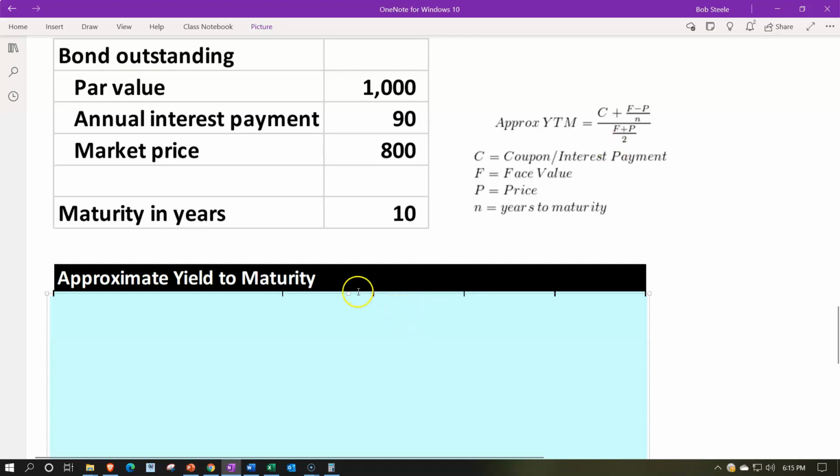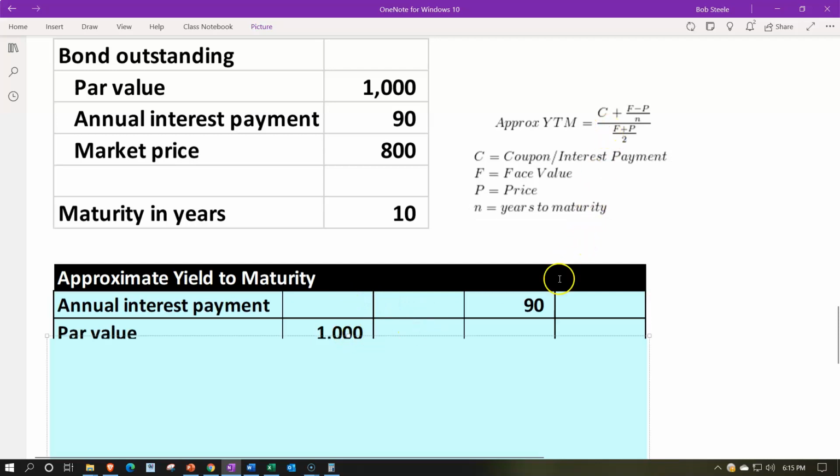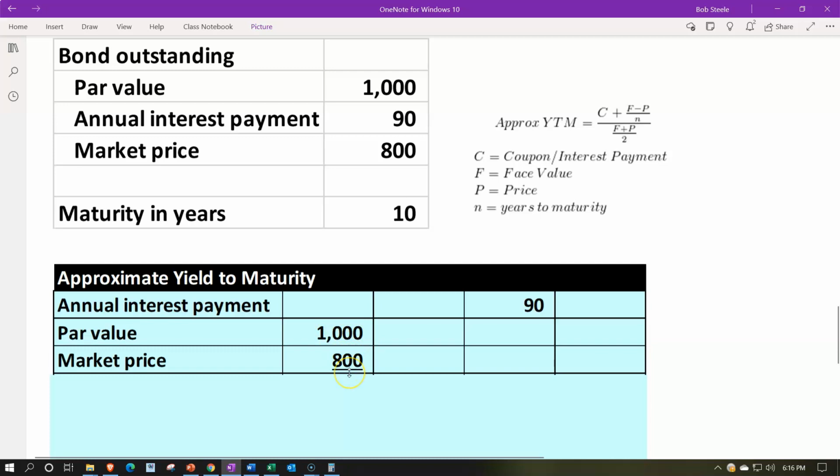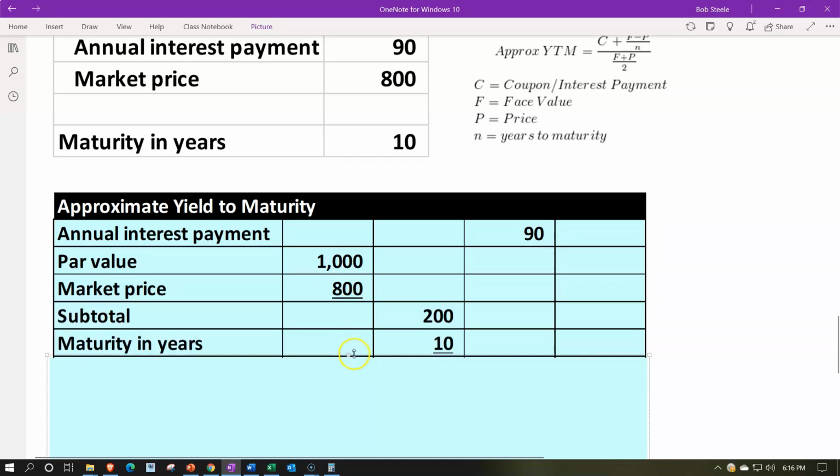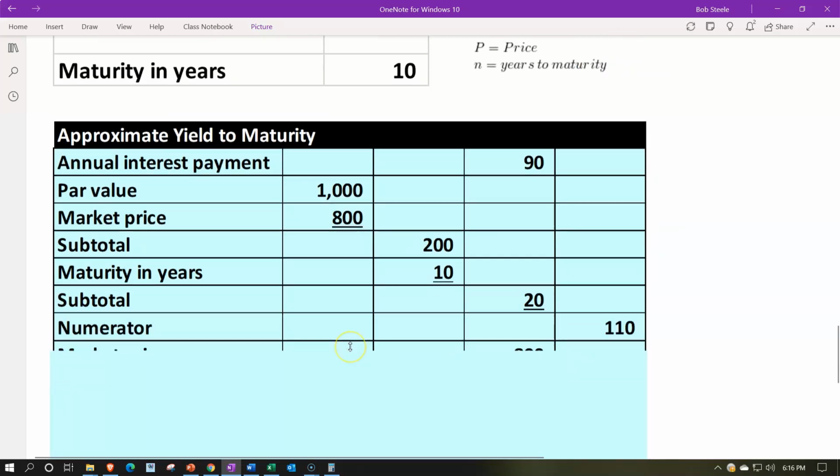So same thing here. The numerator's on top. C is going to be the coupon, 90. And then we got the par value plus the market, that's going to be minus F minus P. That will give us the 200. So same here so far. Then we're taking that divided by the maturity, or N, to get us the 20. The C plus that whole thing there, which is the 90 plus the 20, is going to give us the 110.